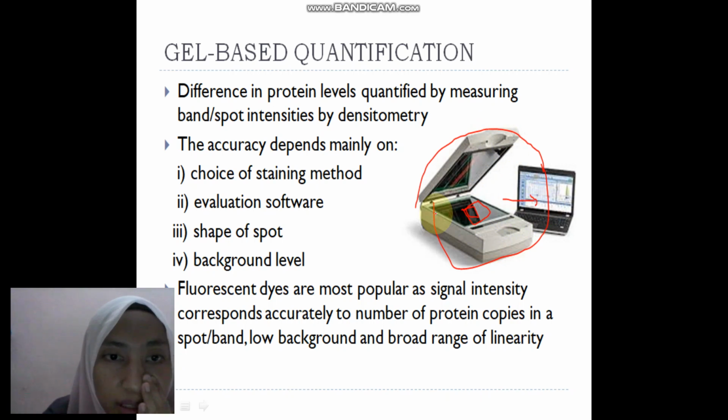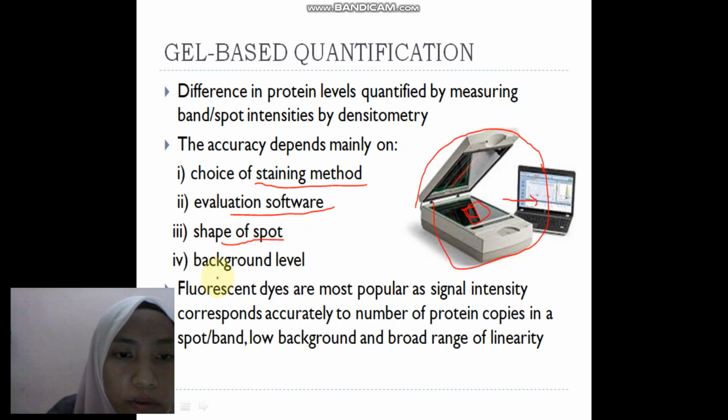However, the accuracy depends mainly on the choice of staining method. If, let's say, your staining is insufficient, it will still be insufficient, and it also depends on the type of software that you use, the shape of the spot, and the background level. If the noise is high, it will not be able to show as much as you would want it to.